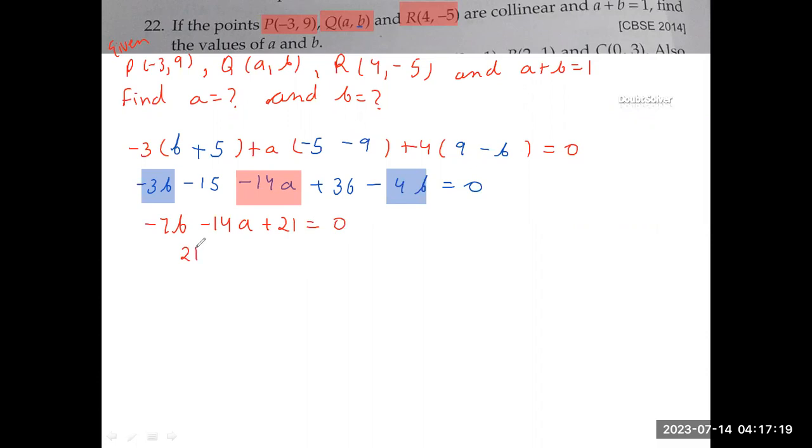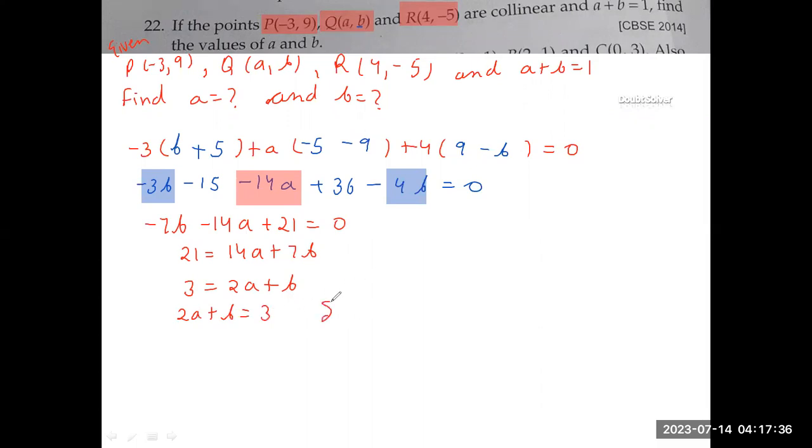Now I can take 21 equals 14a plus 7b. Now I'm dividing both sides by 7. So 7 times 3 is 21, 7 times 2 is 14, and 7 times 1 is 7. So I got 2a plus b equals 3.